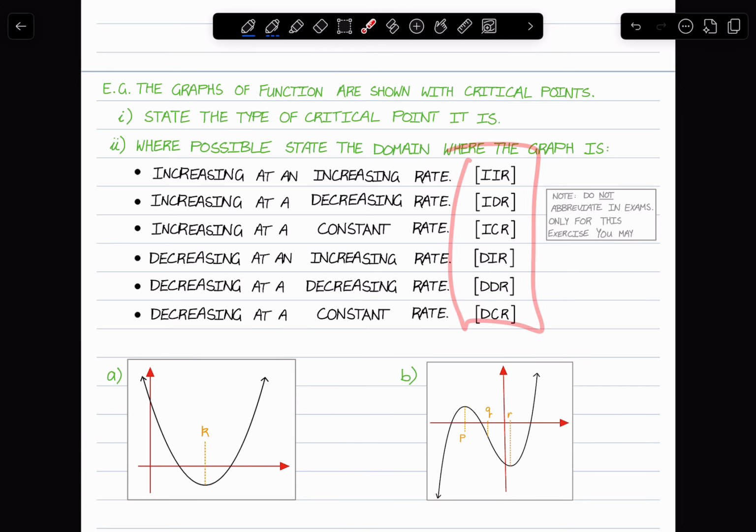Now, I put abbreviations here for our exercise's purposes, just to make it easier for us. But obviously don't do this in any exams. This is just for the exercise. So here we go.